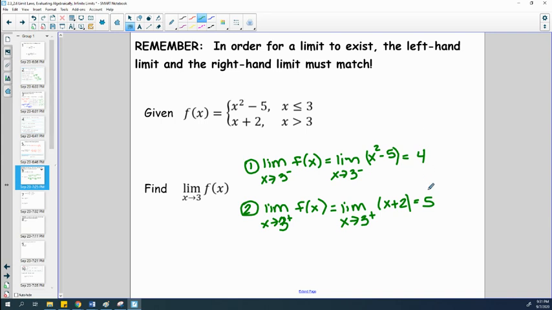So now we're comparing the limits from the left and from the right. Since the values are different, it's approaching 4 from the left and 5 from the right, they don't match. So our overall limit as x approaches 3 of f of x is going to be does not exist. So remember, they must equal the same thing in order for the limit to exist. It doesn't, so it does not exist.